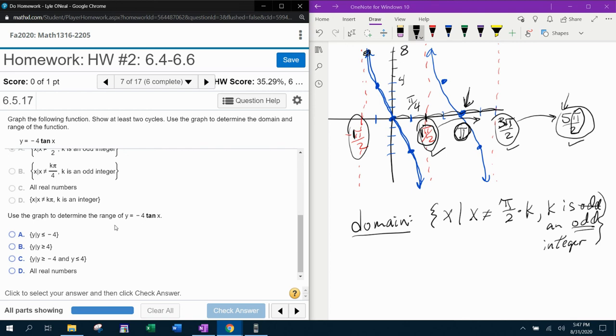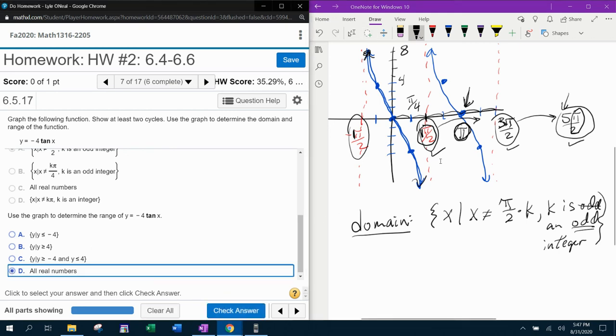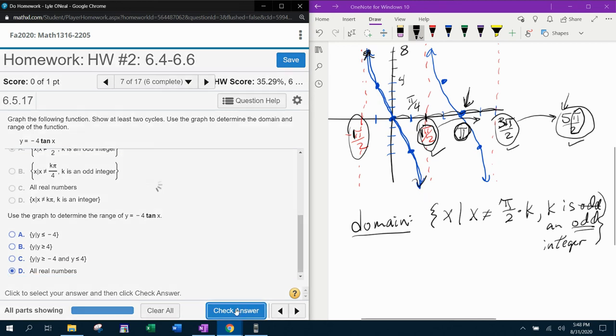And then guess what the range is? These squiggles, these graphs of the tangent, they go up forever and they go down forever. So the range is going to be all real numbers because it covers every value of y, from minus infinity going down to positive infinity going up, all real numbers.